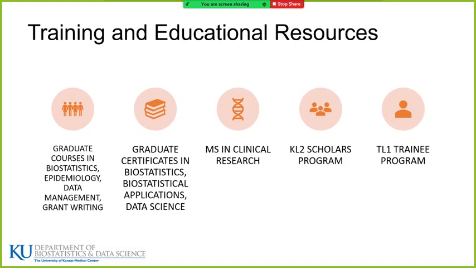There are graduate programs. You can actually get a master's degree in clinical research through the Department of Population Health and through the CTSA. KL2 Scholars Program, TL1 trainee programs, these are mechanisms to facilitate scholars and trainees, junior faculty, to get this additional training in clinical research.